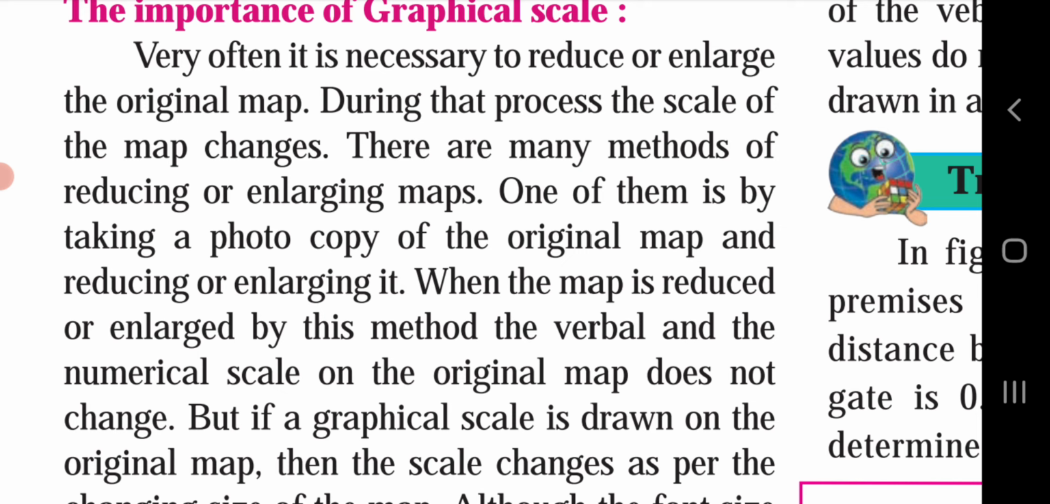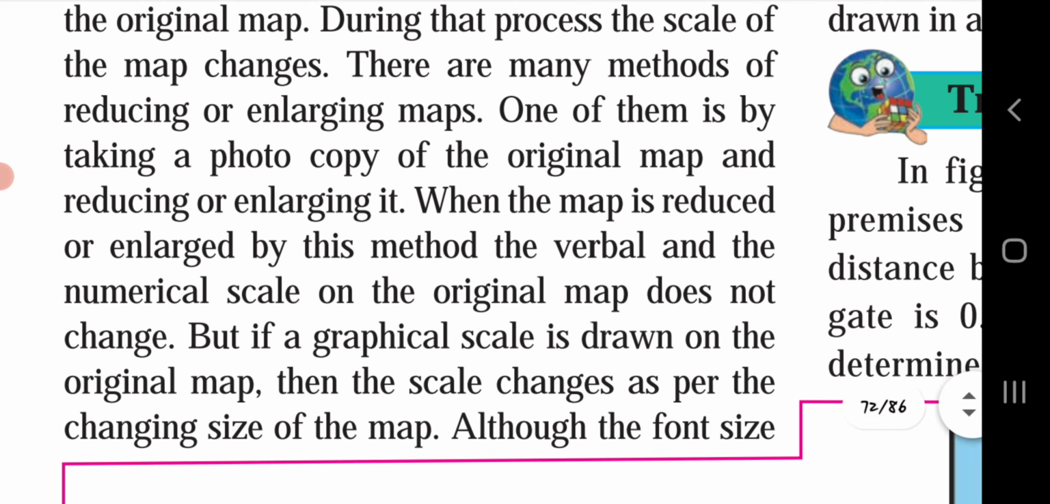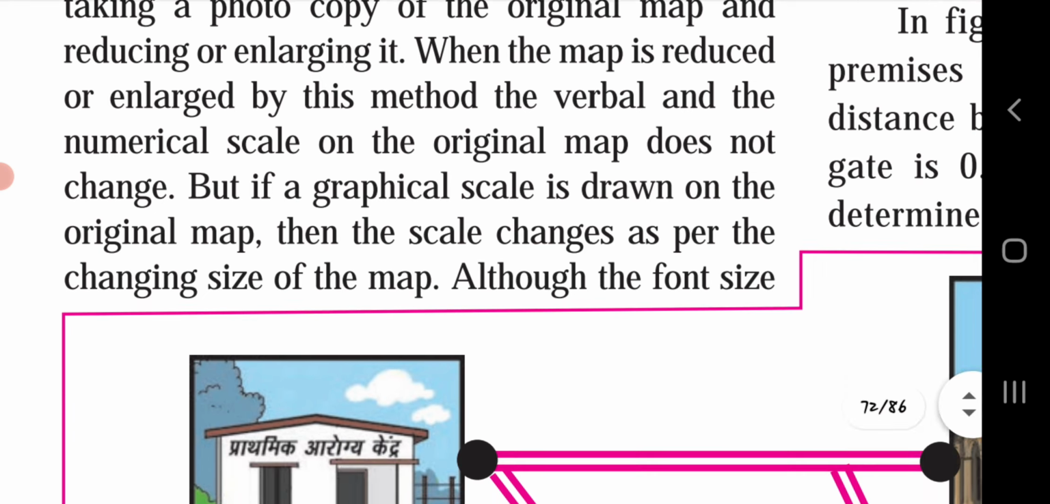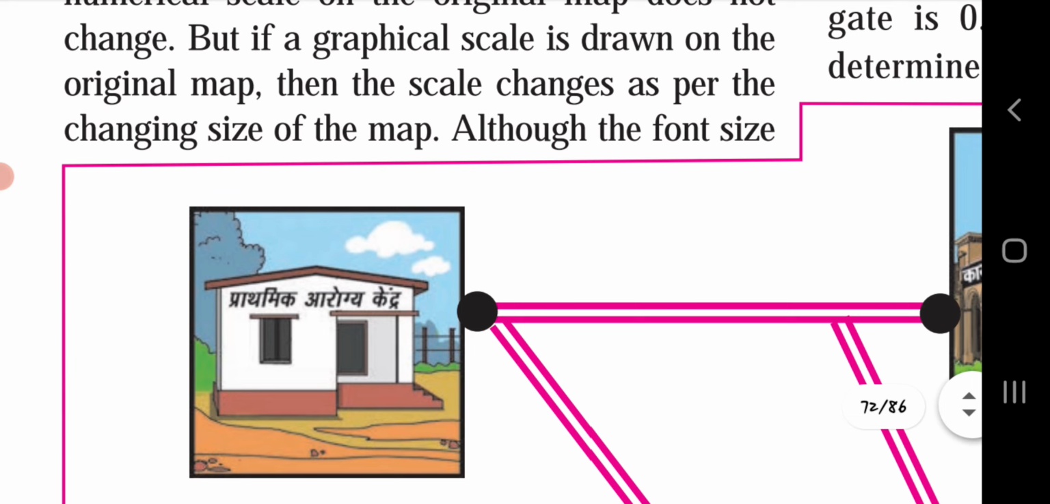There are many methods of reducing and enlarging maps. One of them is by taking a photocopy of the original map and reducing or enlarging it, as we normally do. When the map is reduced or enlarged by this method, the verbal and the numerical scale on the original map does not change. The original does not change, but the copy we get gets reduced or enlarged. But if a graphical scale is drawn on the original map, then the scale changes as per the changing size of the map.